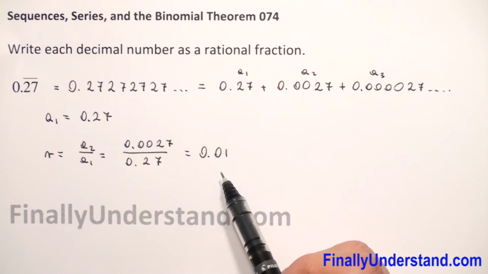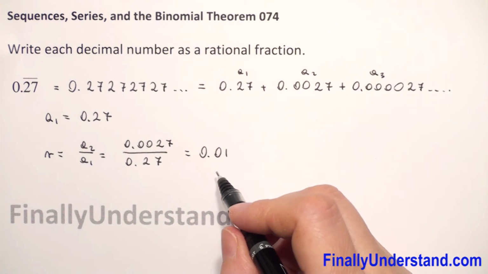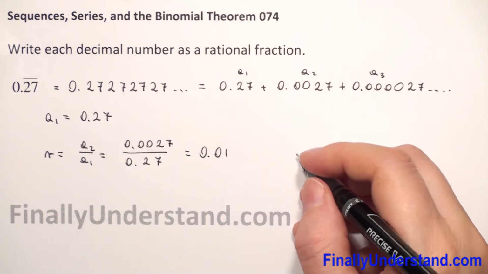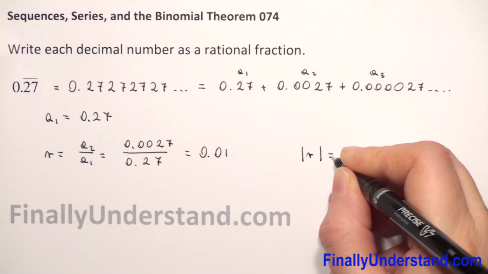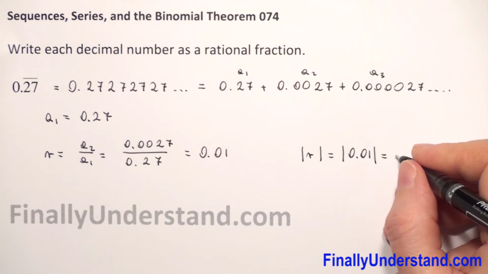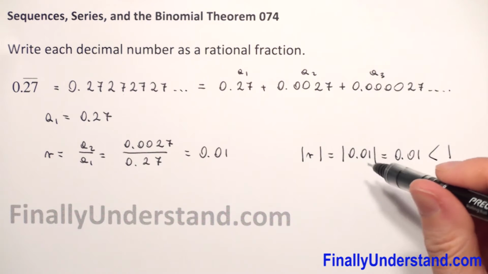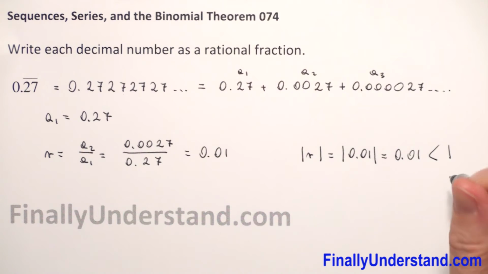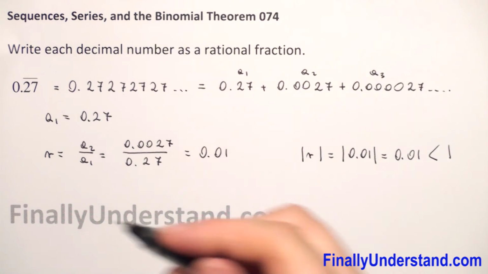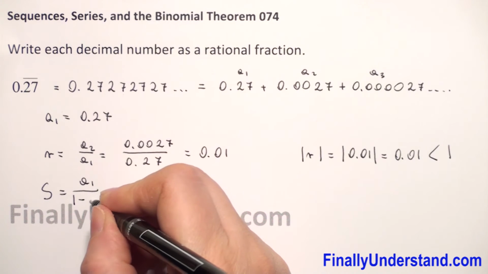The ratio is constant. So we have r, we have the first term, and we see that r is less than 1. The absolute value of r is equal to the absolute value of 0.01 in our example. So this is equal to 0.01, and this is less than 1. When the absolute value of r is less than 1, it means that the series is convergent, and we can find the sum by the formula.